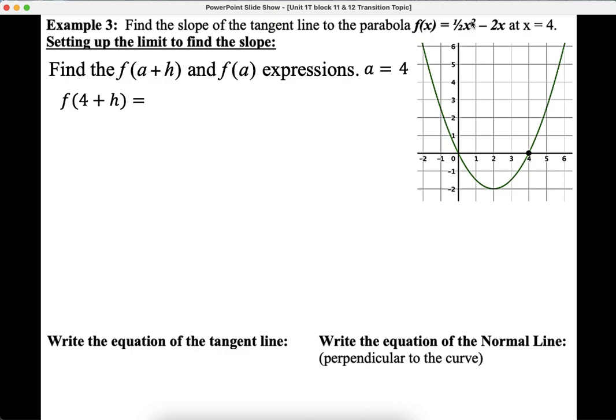So I'm going to put 4 plus h here and square it, and 4 plus h here, and I'm going to be really cognizant of using my parentheses, my brackets, so that I'm distributing numbers appropriately. So I have 1/2 x, of 4 plus h quantity squared, minus 2 times the quantity 4 plus h. So there's my f of 4 plus h, and then I'm going to simplify that. So pause the video and try to simplify that on your own, and then start the video and we'll go through the simplification.